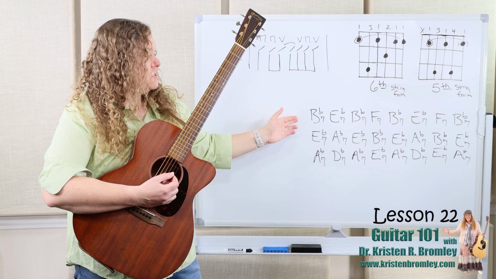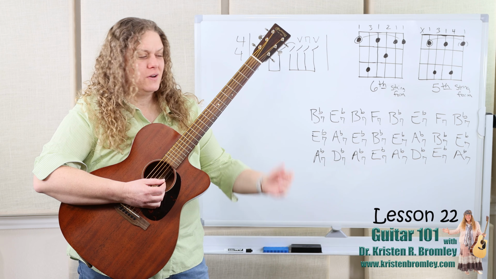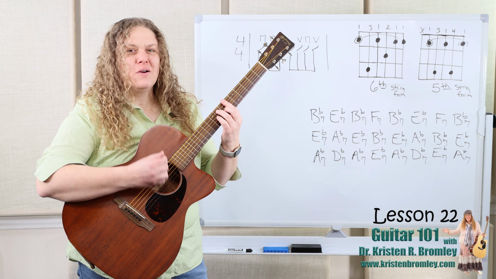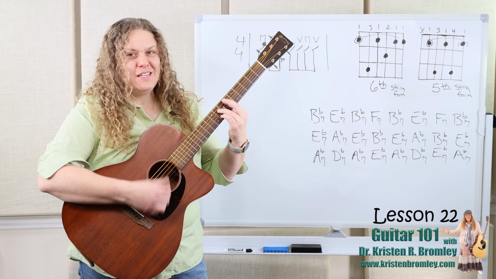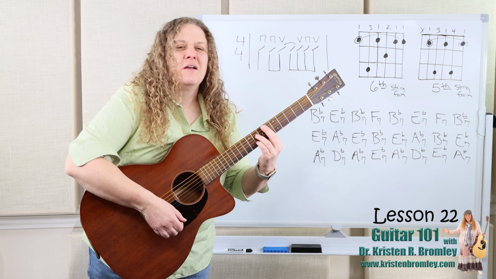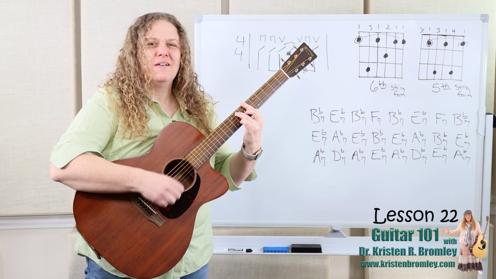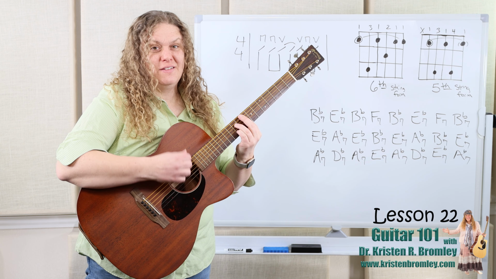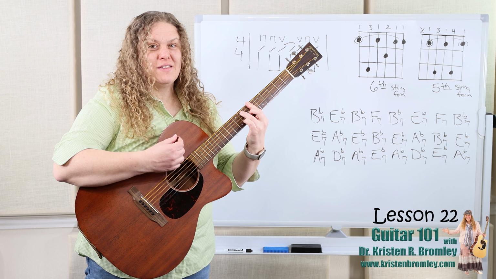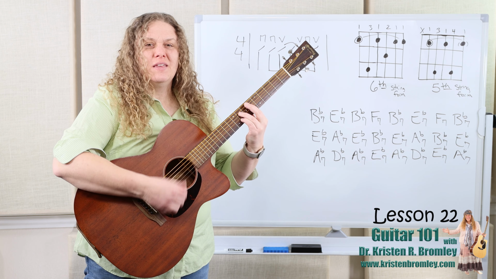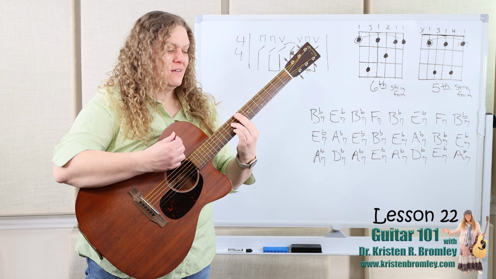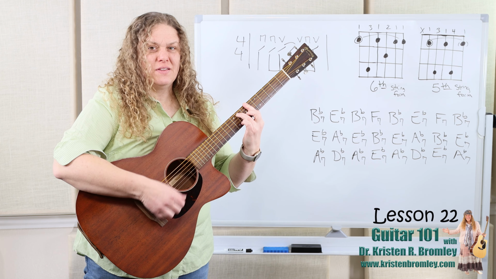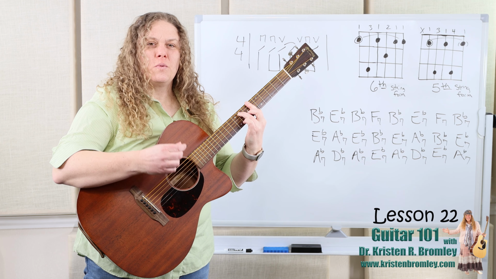Let's go ahead and play this chord progression, just that top one. 1, 2, ready. We've got the B flat 7, up to E flat 7, B flat 7, F7, B flat 7, E flat 7, F7, and B flat 7. Do it one more time.